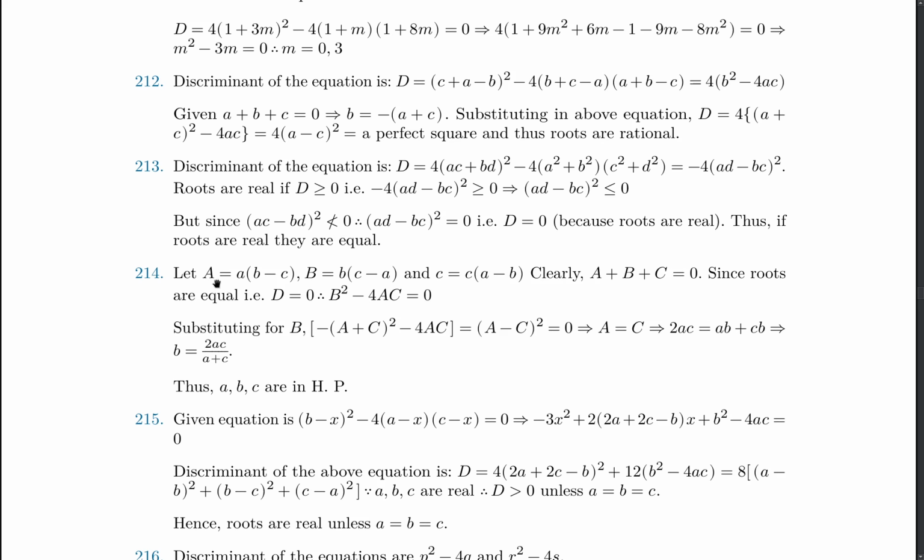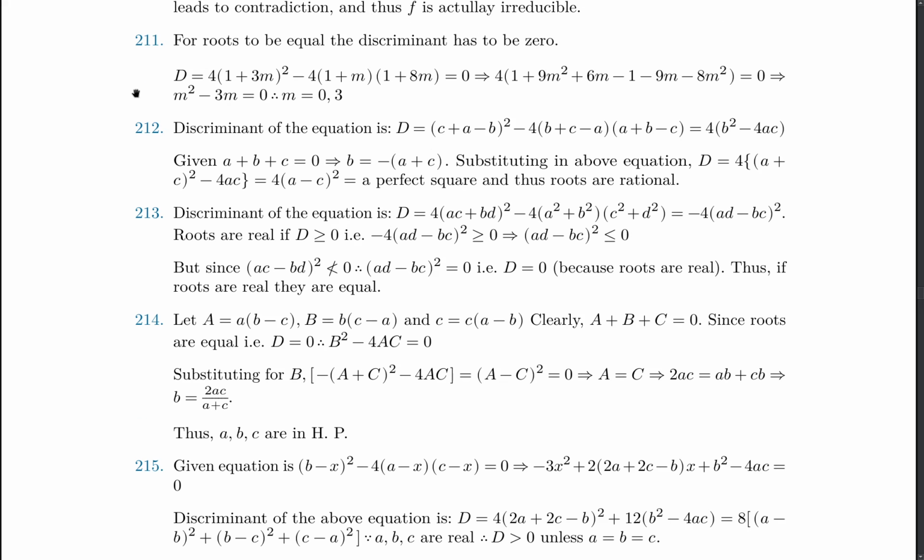So we let capital A is equal to a(b minus c), capital B is equal to b(c minus a), and capital C is equal to c(a minus b). Now if you look at this, A plus B plus C is equal to 0. Since roots are equal, that is D is equal to 0, B square minus 4AC is equal to 0. You follow from this, okay? There small a plus b plus c was, which one was this one? Sorry.